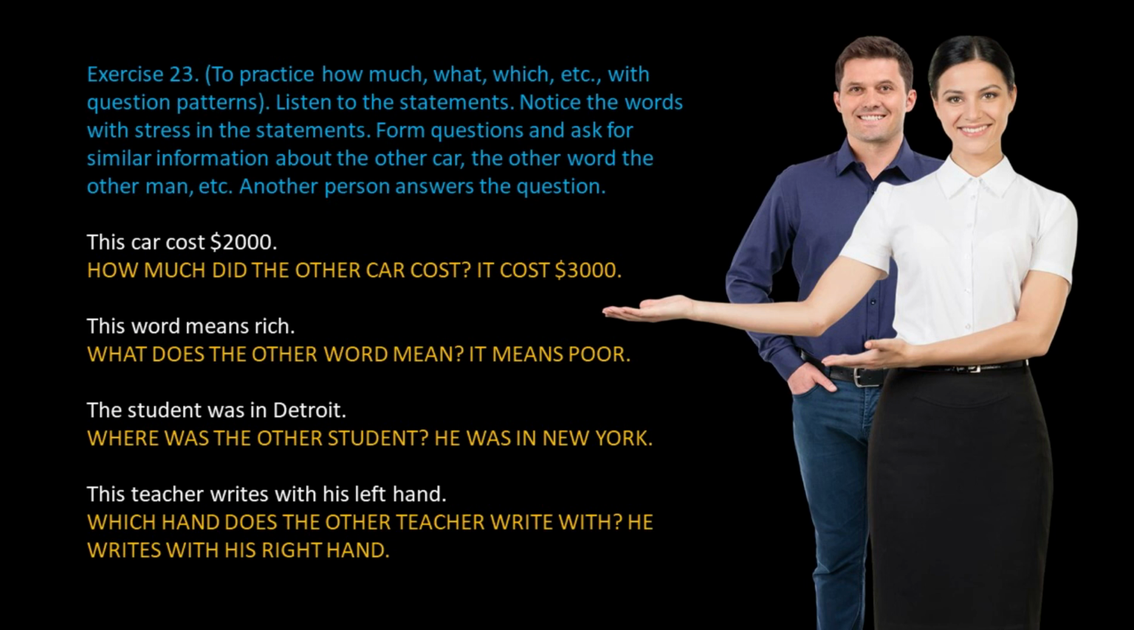This word means rich. What does the other word mean? It means poor. The student was in Detroit. Where was the other student? He was in New York. This teacher writes with his left hand. Which hand does the other teacher write with? He writes with his right hand.